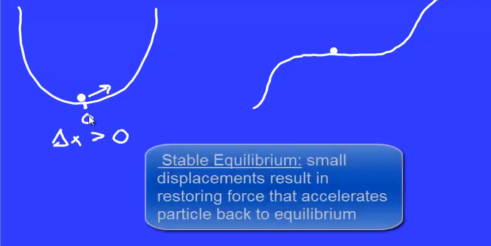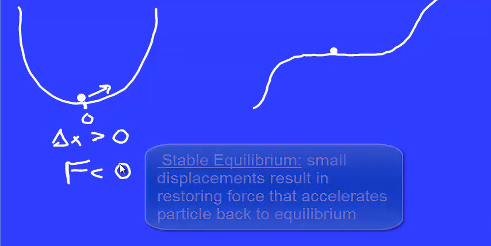If we push this marble a little bit up the hill, so we give it a positive displacement, when we let go, will it accelerate in a positive direction or will it tend back to zero? Well, it's going to roll back down the hill. It's going to tend back to zero. So when we have a positive displacement, we actually produce a negative force on the object.